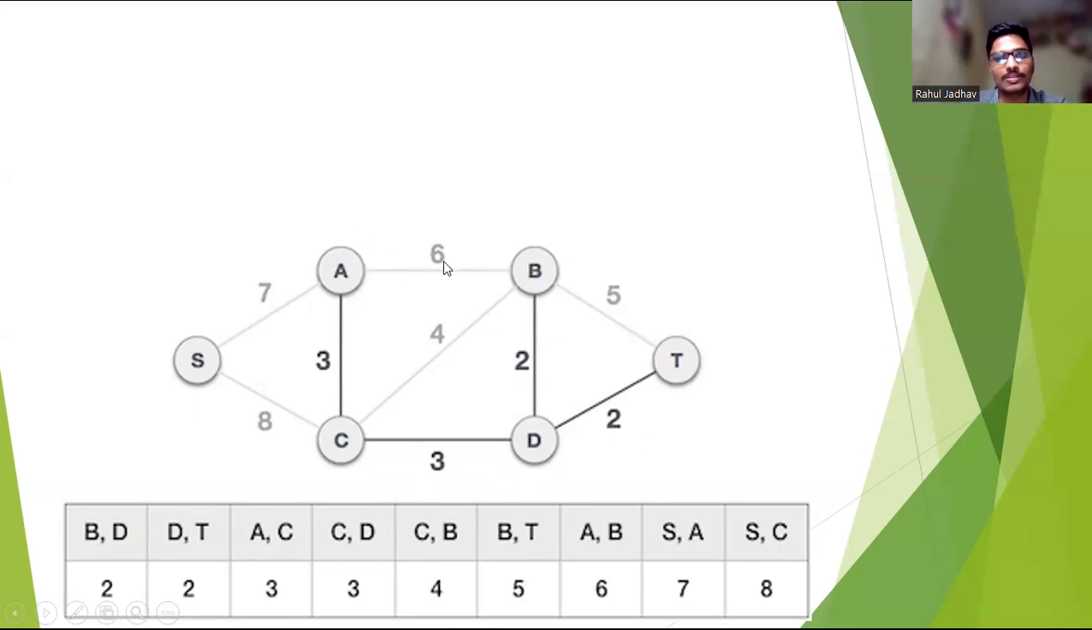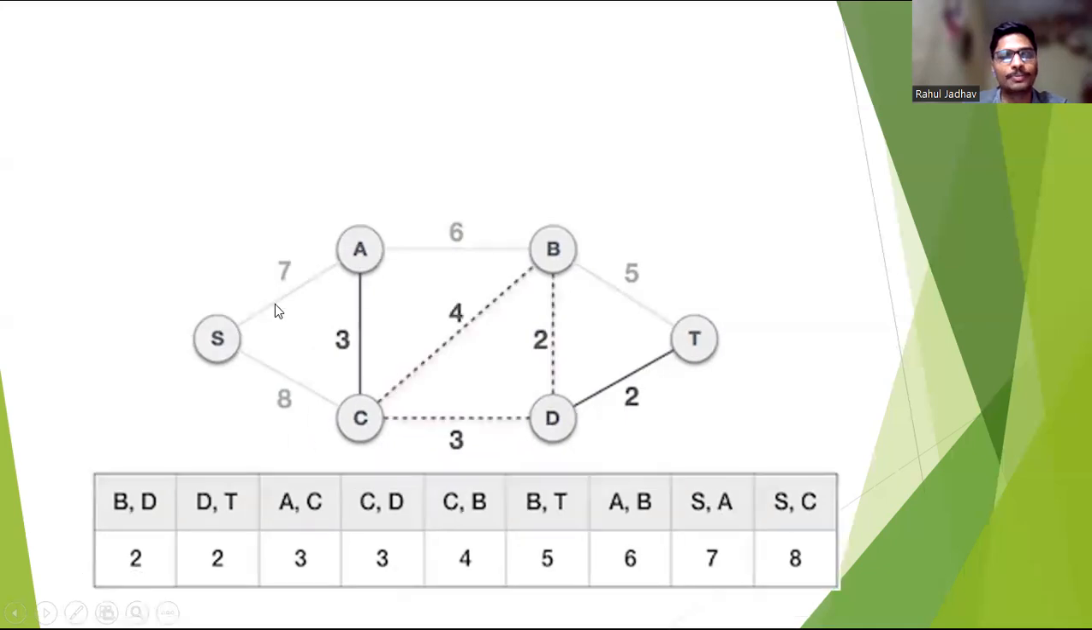A to B is 6. This will also create a circuit, from A to B, B to D, D to C. So we don't need to consider the A to B edge with the cost 6, and we remove it. Then S to A is a new vertex we are visiting for the first time, S, so we consider S to A with an edge cost of 7.